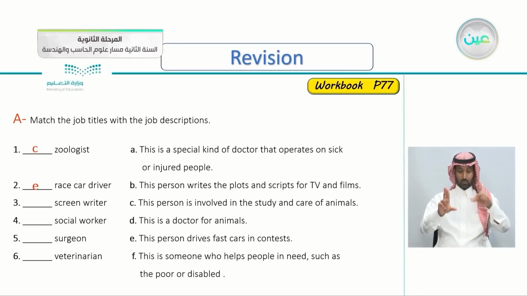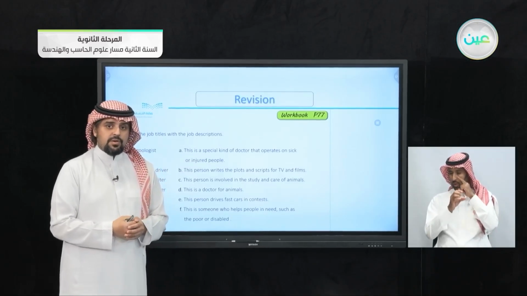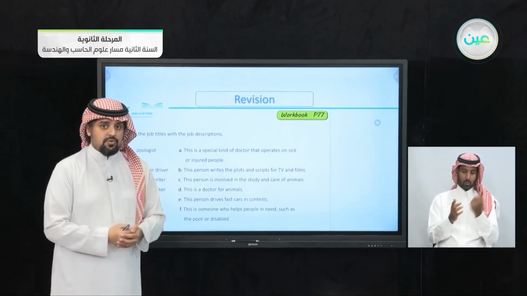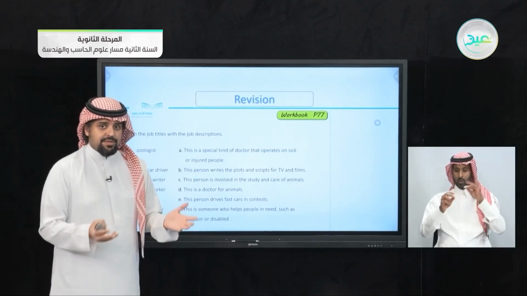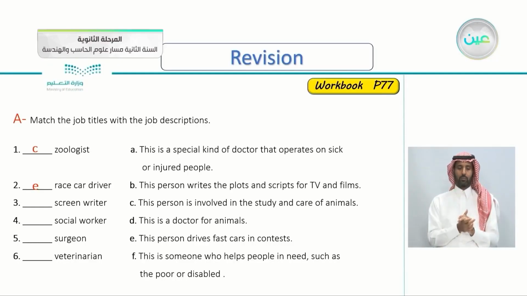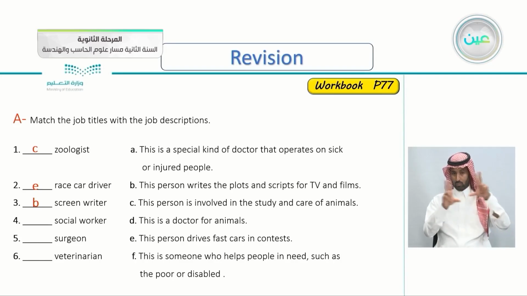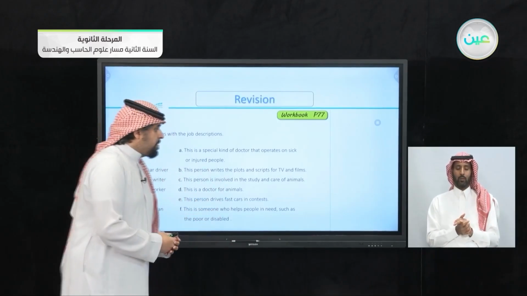Screenwriter. Of course, he doesn't write on the screen itself, but he writes on paper. So what does a screenwriter do? This is a profession. A screenwriter. He writes something. What is it? Can you guess? Okay, let's see the answer here together. It's letter B. This person writes the plots and scripts for TV and film. So a screenwriter, he writes the story, the plot, or the script for a TV series or even a movie.